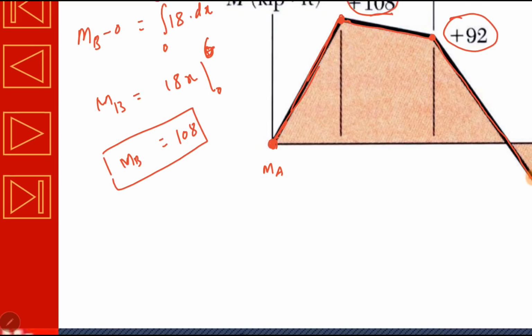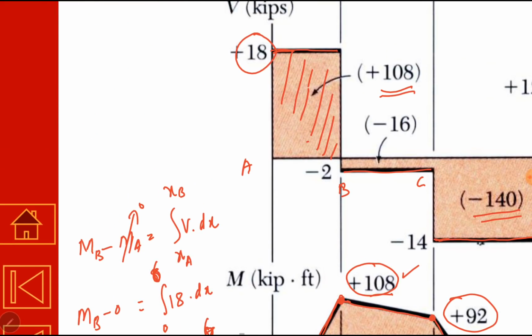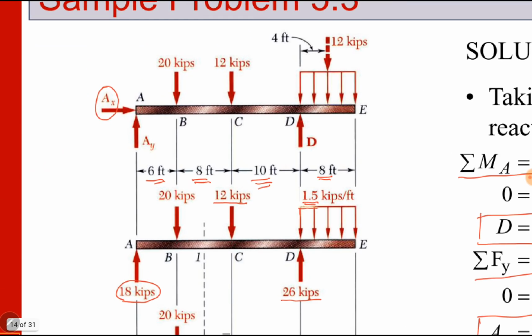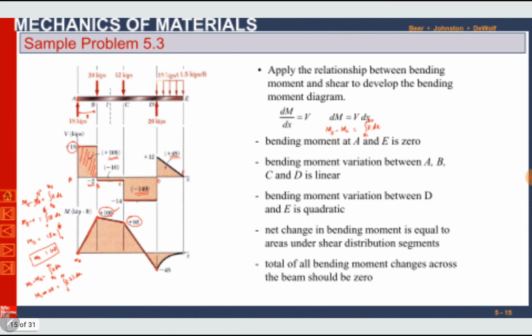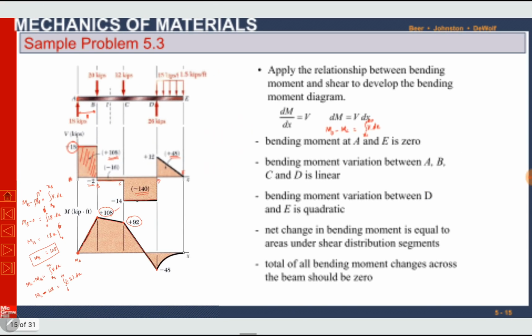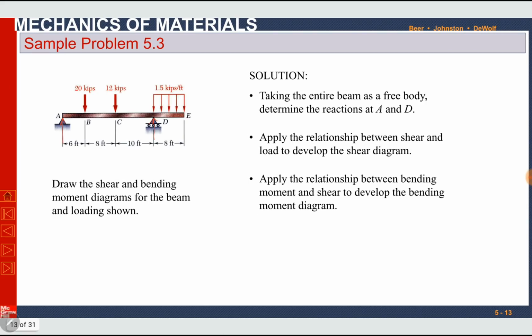Similarly, if you want to find MC, it will be MC minus MB is equal to the integral of V between point B and point C. So MC is unknown to us, MB is 108. V between B and C is minus 2. XB is 6 and XC was 14, the distance from A to C, which is 6 plus 8, it is 14. So if you simplify this one, it must come out as 92. Similarly, you can do it between C and D and D and E. So this was required from us to draw shear force and bending moment diagrams for the beam and loading shown.